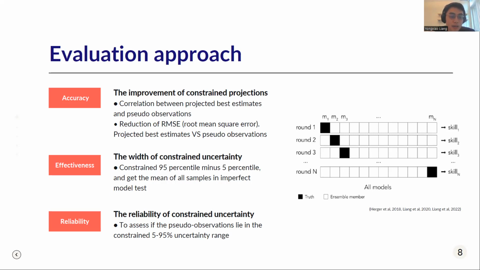We also value the effectiveness, because we do expect applying this technique with the selected metric can get a narrower uncertainty range compared with unconstrained. So here we measure the width of the constraint uncertainty. And we also value the reliability, because we have an uncertainty estimate based on the metric chosen. So we want to know whether the estimate of uncertainty is reliable, that is, to test if the pseudo-observations lie in the constraint 5 to 95 percent uncertainty range. So there are three major focuses here for the evaluation process.